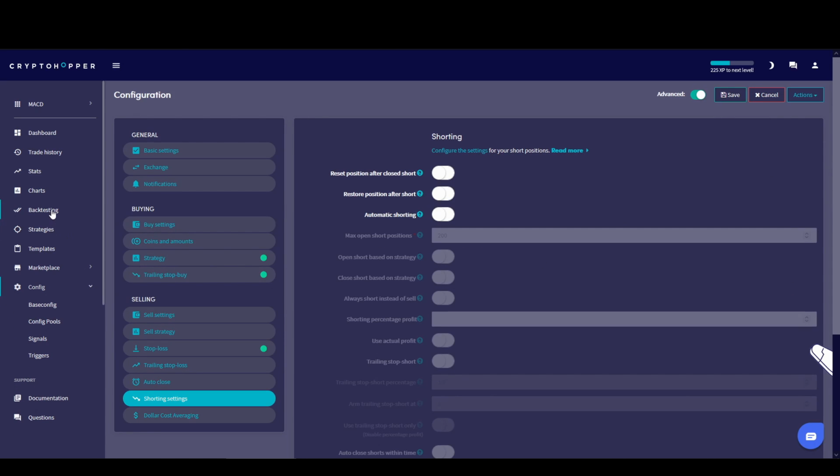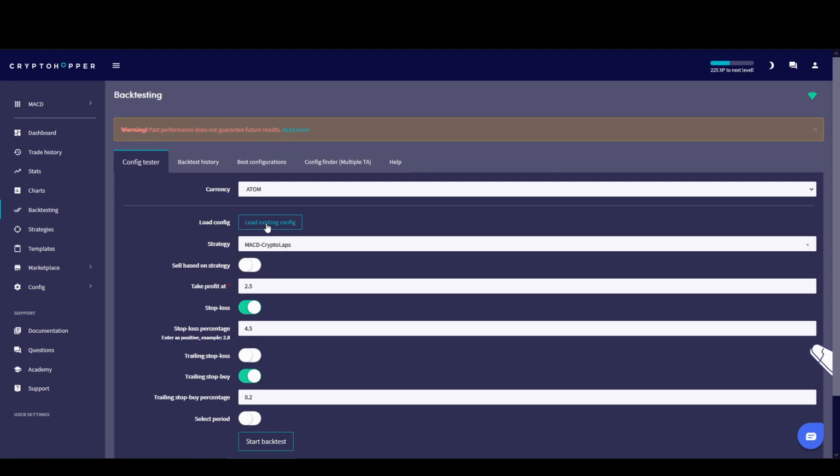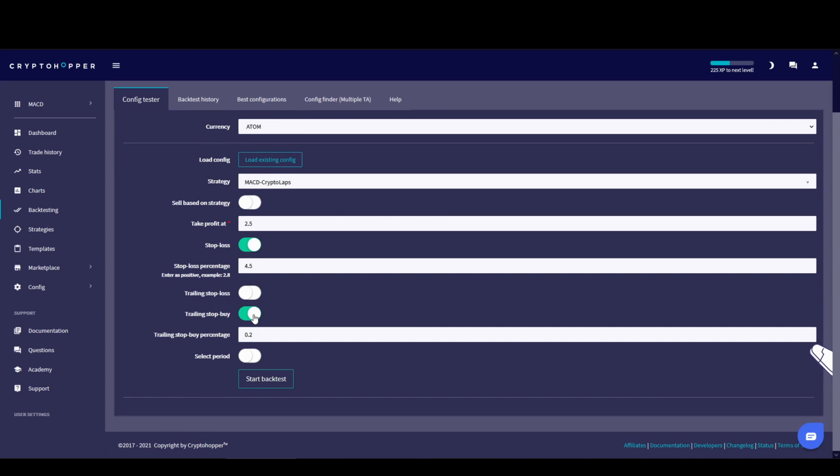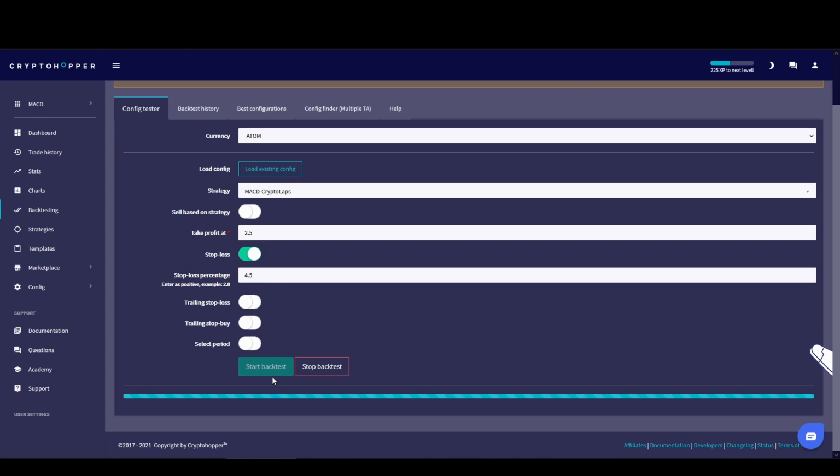Now let's go to backtesting and give it a try. I have my coins right here, so let's select Atom, the first one. Let's do load existing config. My config is right here. I'll disable the trailing stop buy for now, and let's click start backtest. I'll pause the video while it's backtesting, and I'll come back.